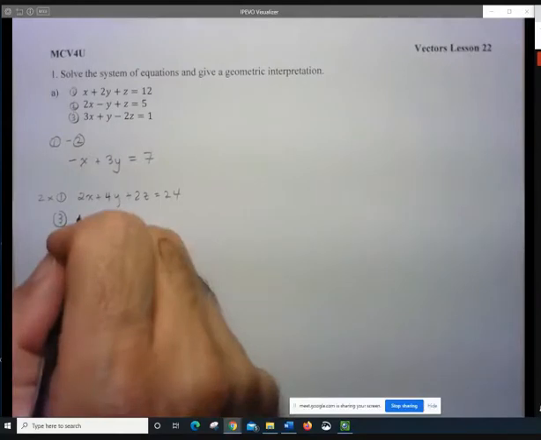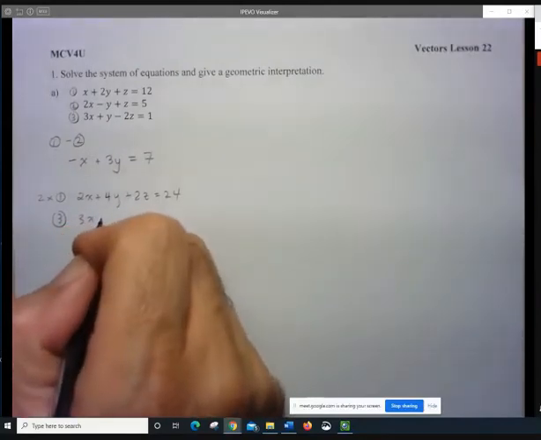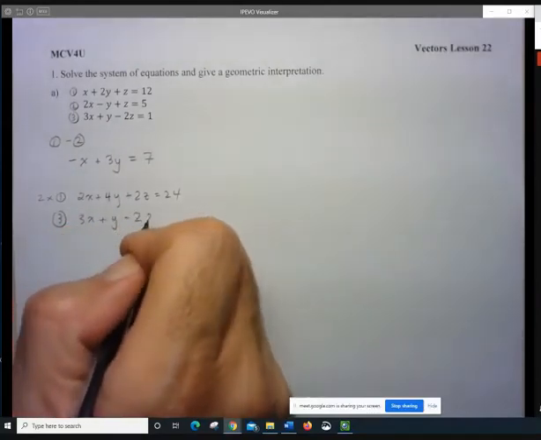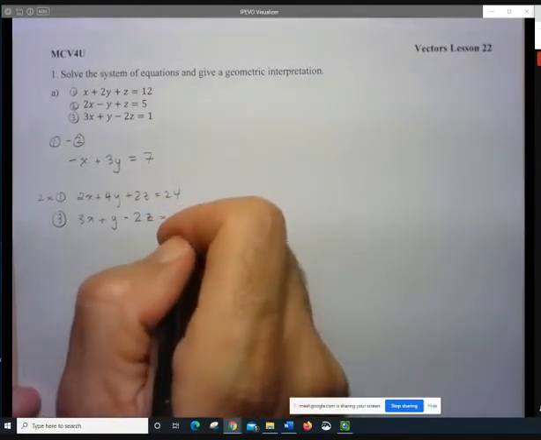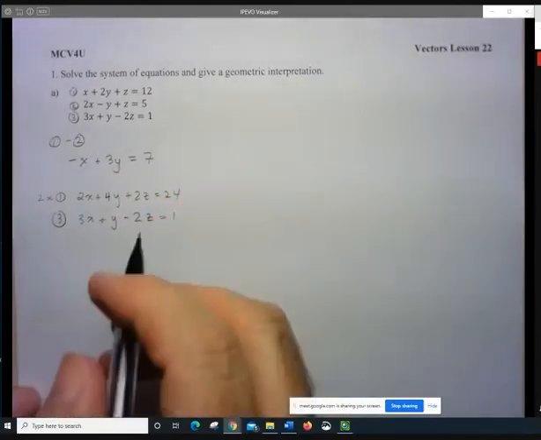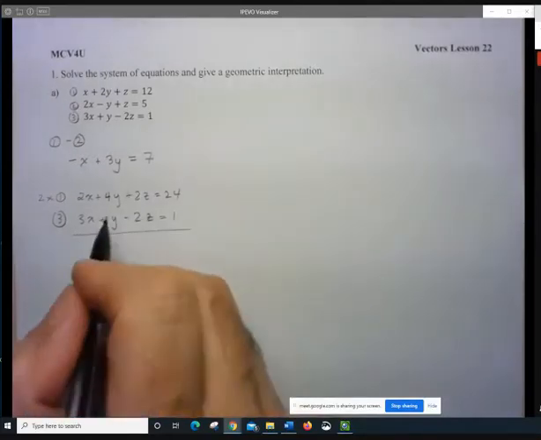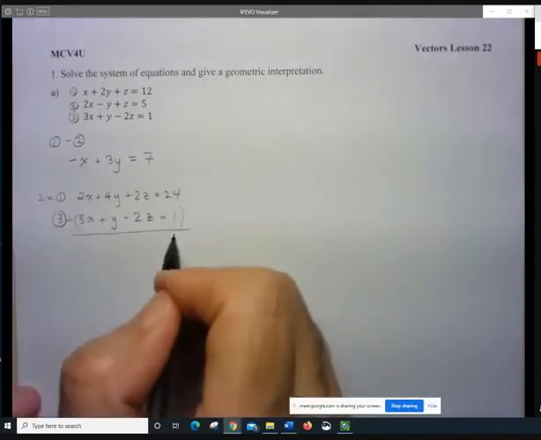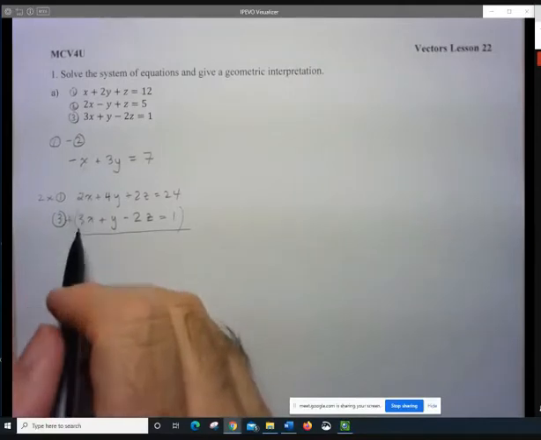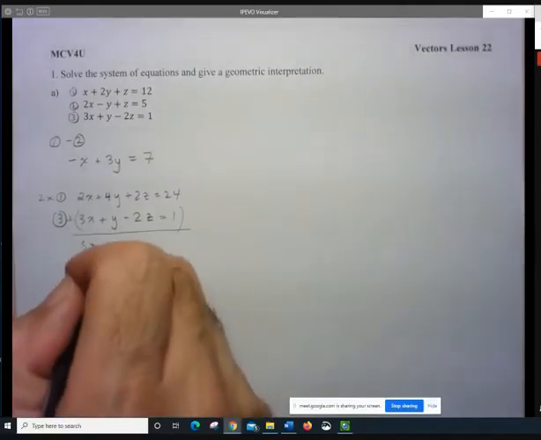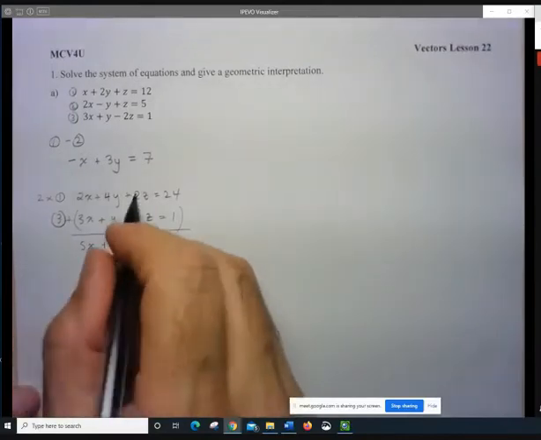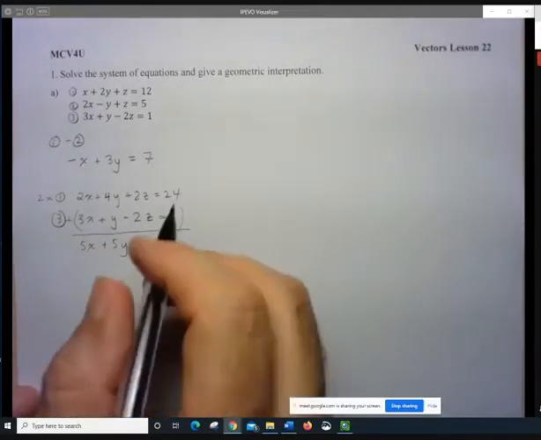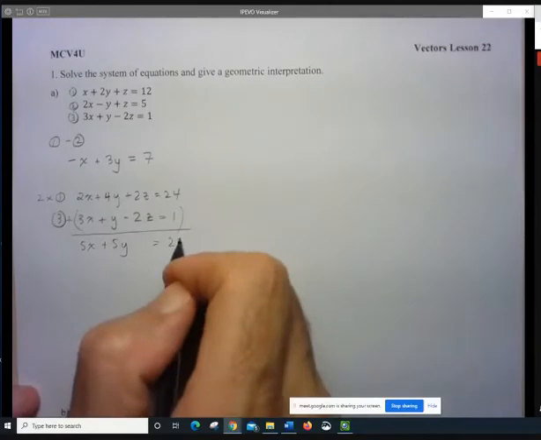Okay, so what do we have? 3x plus y minus 2z equals 1. Okay, and here I'm going to add them together in order to eliminate the z. So what do we have? We have 2 plus 3 is 5x. Okay, 4 plus 1 is plus 5y. These eliminate as I hoped, and 24 plus 1 is 25.